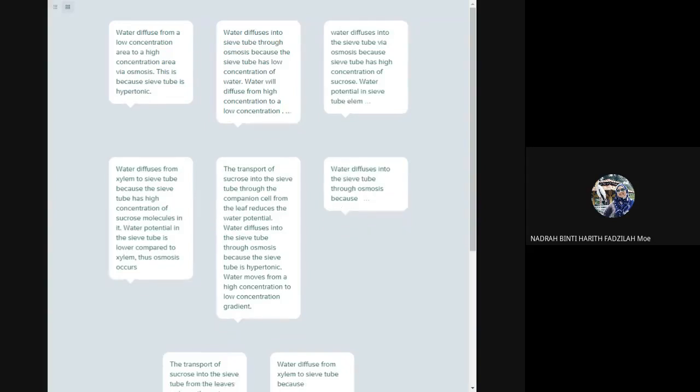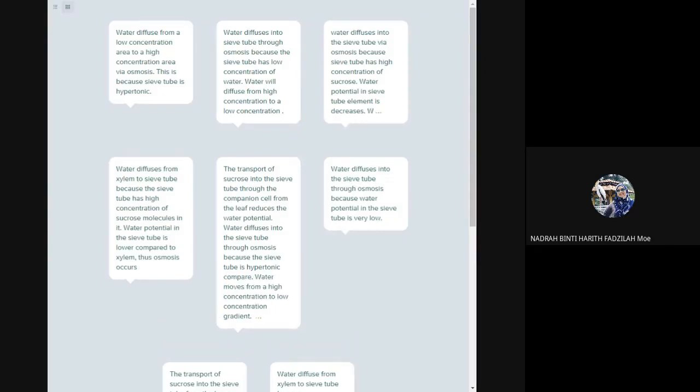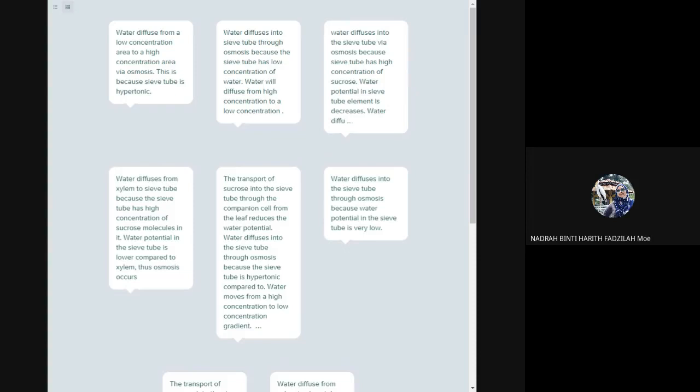Okay, number 1, high concentration of sucrose. Point number 2, sieve tube element is hypertonic towards atau compared to xylem. Point number 3, water potential in the sieve tube decreases atau water potential in the sieve tube very low. So, statement number 4, water diffuses from xylem into the sieve tube. Number 5, via osmosis atau through osmosis.